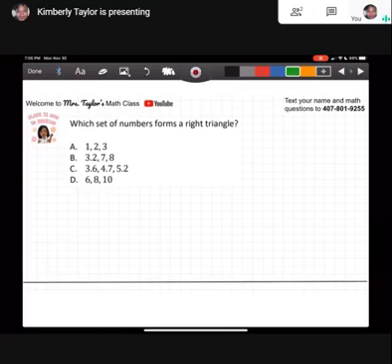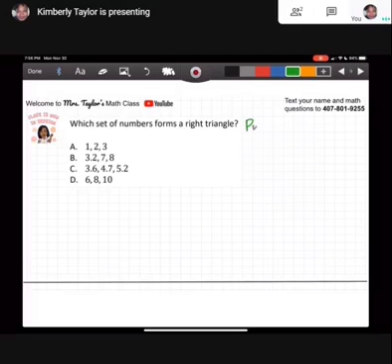Okay, here's another question. Let's see, where am I? So, here's a question here. It says, which set of numbers form a right triangle? So, here, another rule you have to know. With this particular problem, I would use my Pythagorean theorem rule. So, let's write this down.